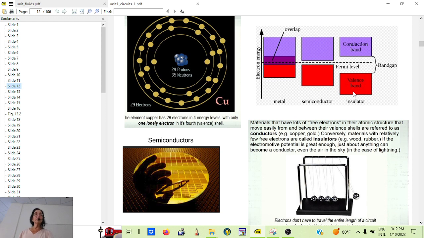They are a special kind of material. They are not a conductor like copper. They are not an insulator like rubber. They are something in between. And because of their special properties, you use them in electronic devices, because thanks to the semiconductor and thanks to the transistor, you can control the current.